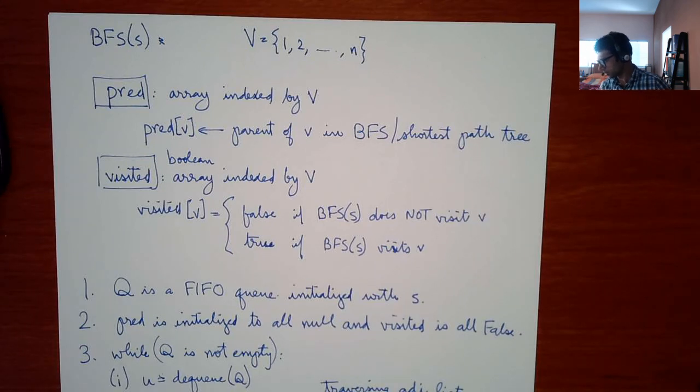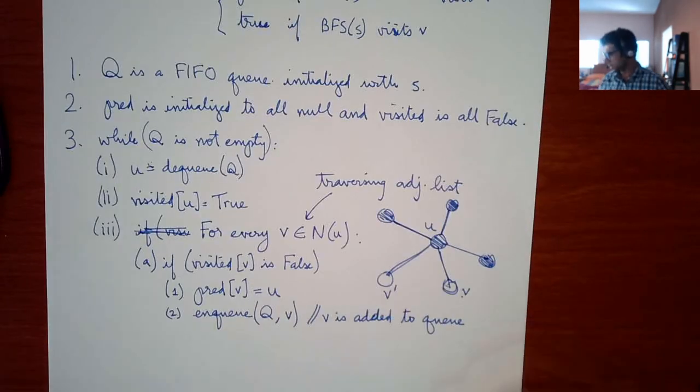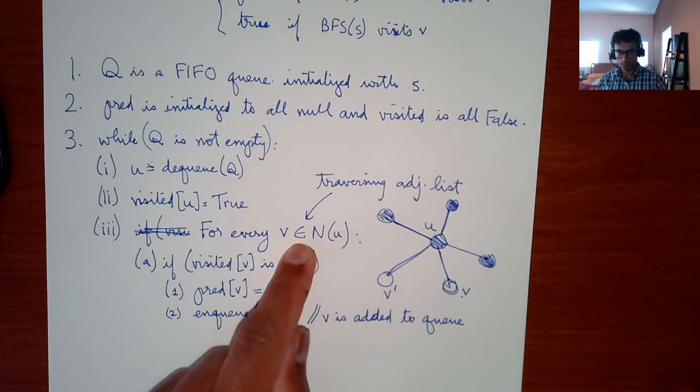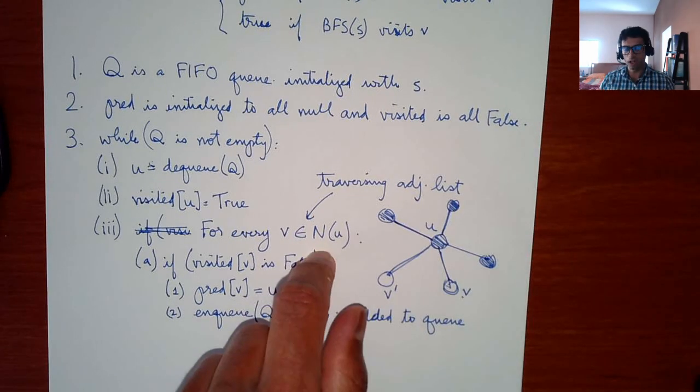Any other questions about this? So what's at the bottom? What's getting enqueued? Is that B? It's V. It's the neighbor that's being enqueued. For number 3, it says for every V in N of U. What does N mean? That's the neighbors, all the neighbors.